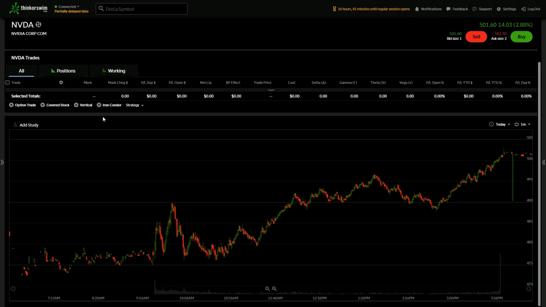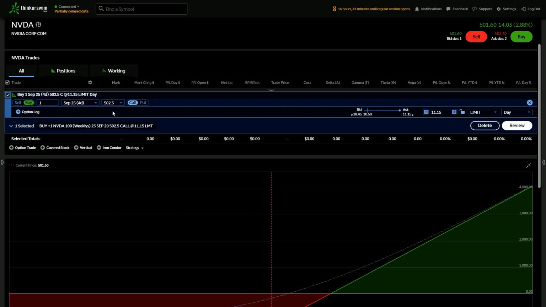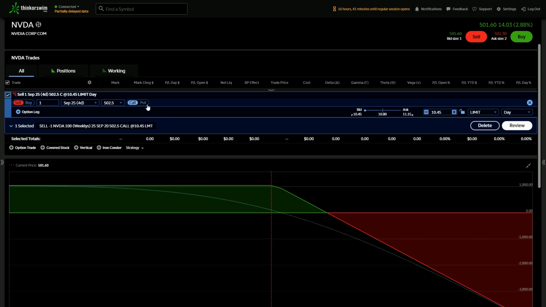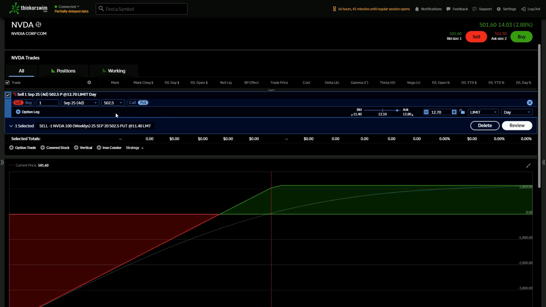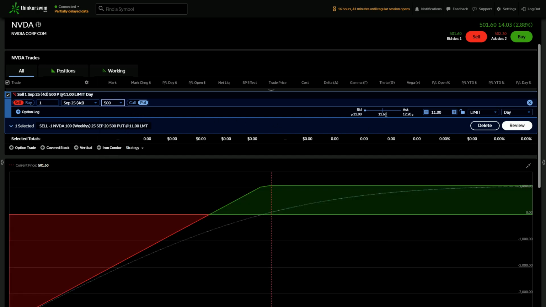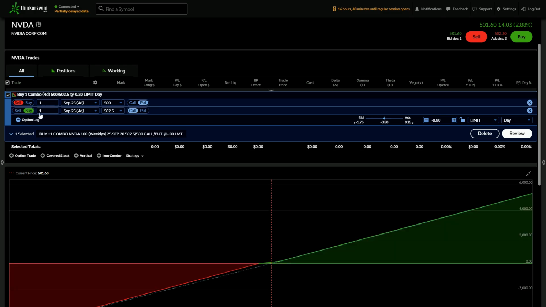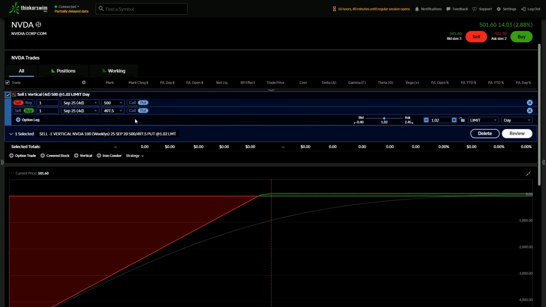Well, the first thing that I want to discuss using the ThinkOrSwim platform is what it looks like to create a credit spread. So the first thing I want to do is sell, in this case, and I was using NVIDIA, I will sell a put. What I'm going to do is sell the 500 put. And as you can see, that is currently priced at $11.60, so $1,160. Then I would buy the farther out of the money put, which in this case is going to be the 497.